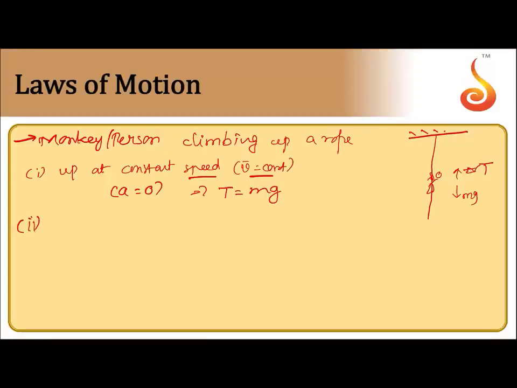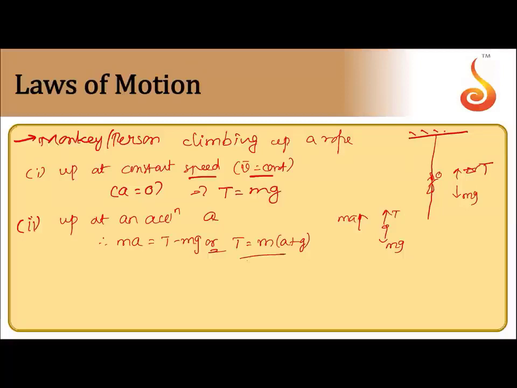Second case. This time it moves up with an acceleration a. So now what is the equation? This time mg, T and ma. So the equation becomes ma is equal to T minus mg, or T is equal to m into g plus a. So the tension in the string becomes more. If the monkey starts climbing up the string, the tension becomes more and more. If it climbs up with greater acceleration, the tension also becomes greater. And if the tension exceeds what the string can withstand, that is its breaking point, the string will snap.